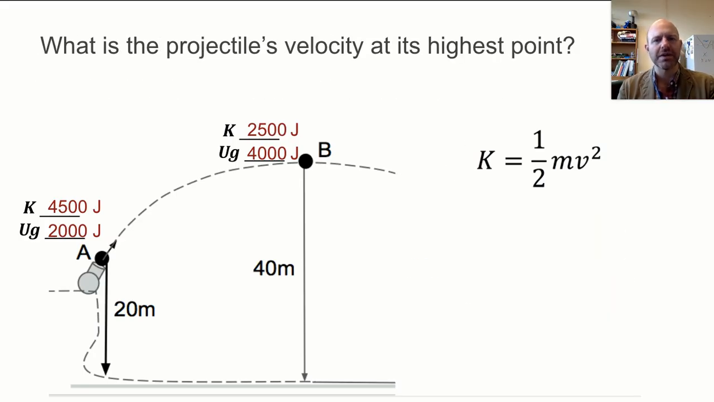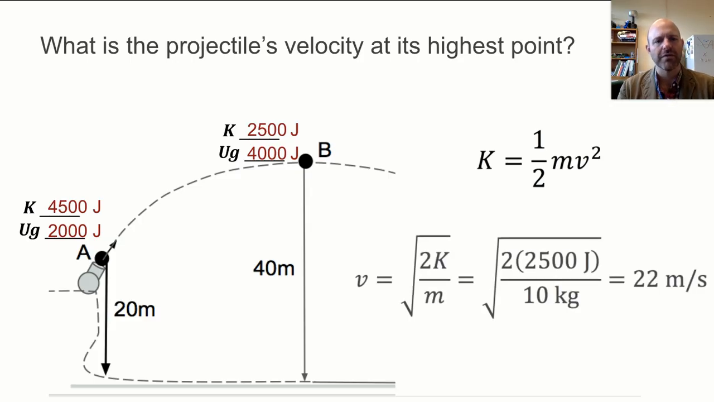And so we can ask ourselves other questions about this. Once we know the kinetic energy at the top, we can use kinetic energy equals 1/2 mv squared to solve for the velocity. And we find that at the top, the speed is 22 meters per second. We already know that at the highest point, the velocity is parallel to the ground. It's all in the x direction. So we know everything we need to know about this problem.